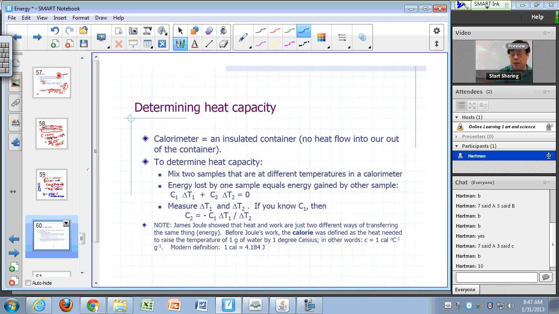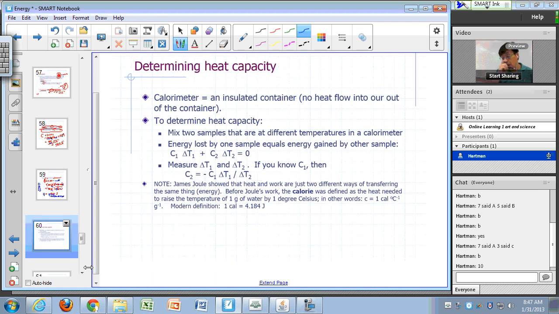So how do you determine heat capacity? What you do in the lab, and this is going to be your next lab after the graphing lab, is to use what's called a calorimeter. A calorimeter is an insulated container. So it's insulated, that means it's not going to let heat flow into or out of your system.